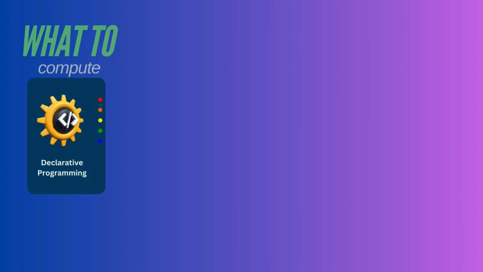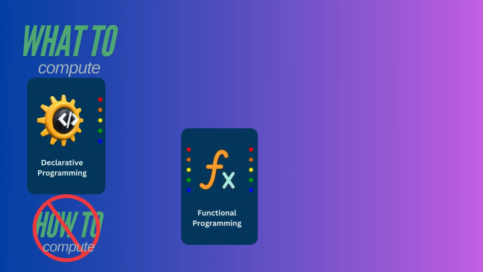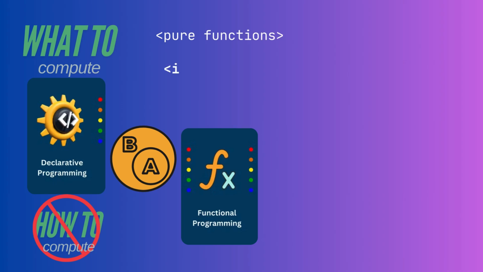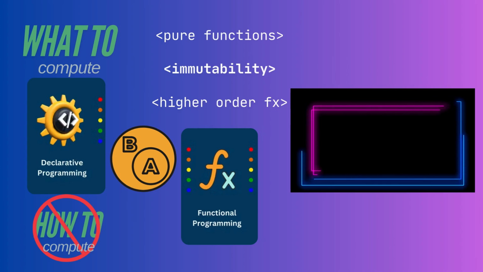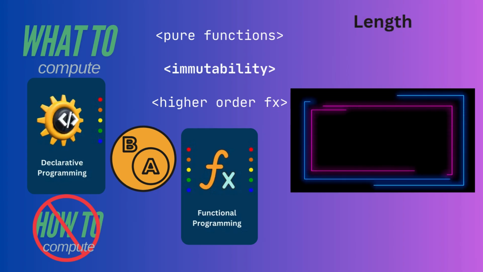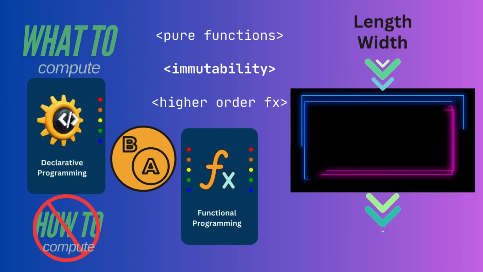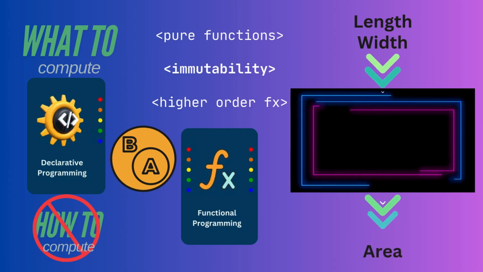Declarative programming focuses on what to compute, not how you compute it. Functional programming is a subset of declarative programming which emphasizes pure functions, immutability, and higher order functions. For instance, a function to calculate the area of a rectangle would take the length and the width as inputs and return the area as an output.